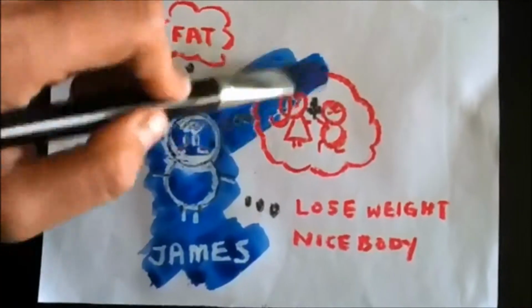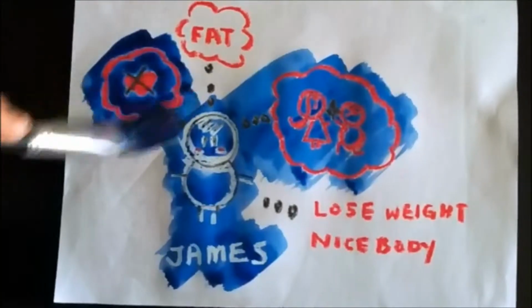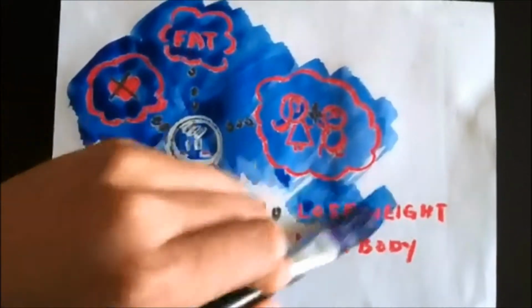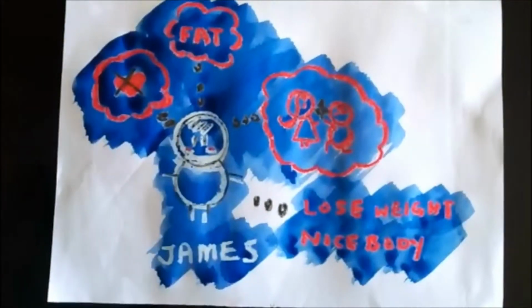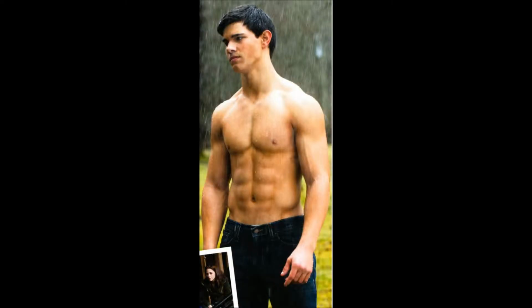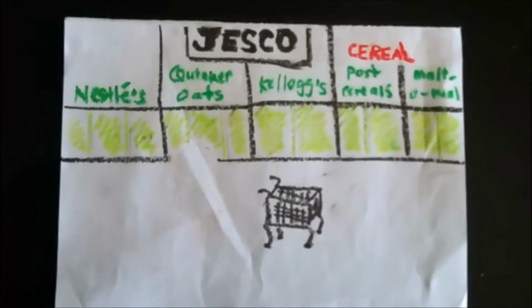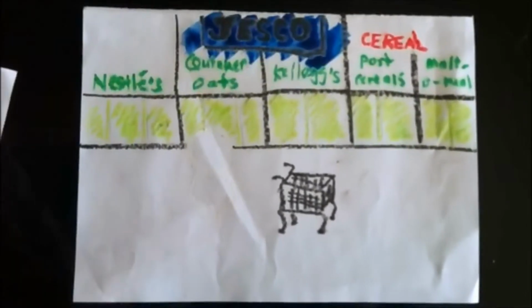I fell for a girl, but she said she doesn't love me because I am fat. Therefore, I have made a decision to lose weight to have a nice body. And the first thing to achieve weight loss is to have a balanced diet. So I went to Tesco to accomplish my mission.